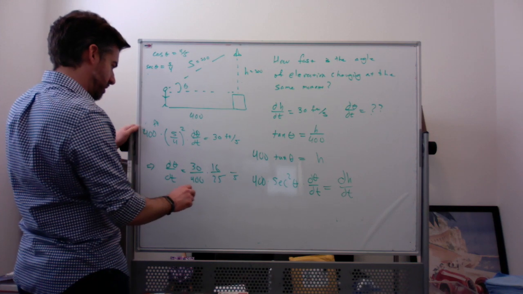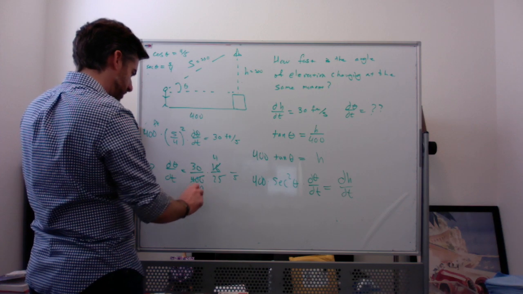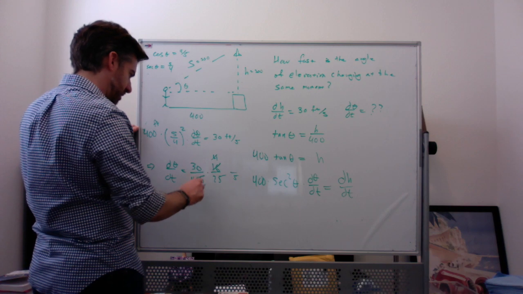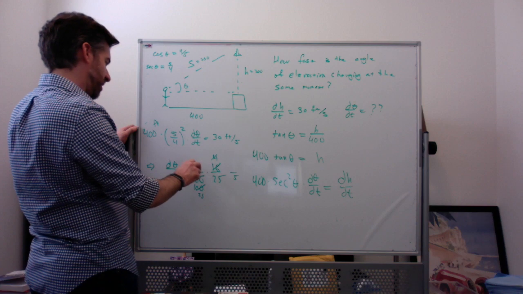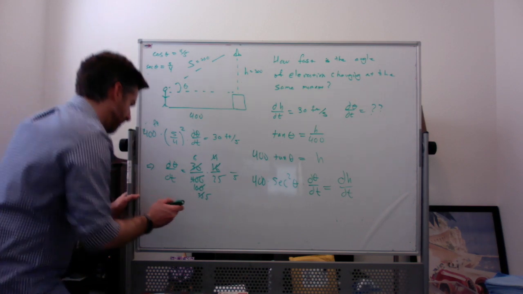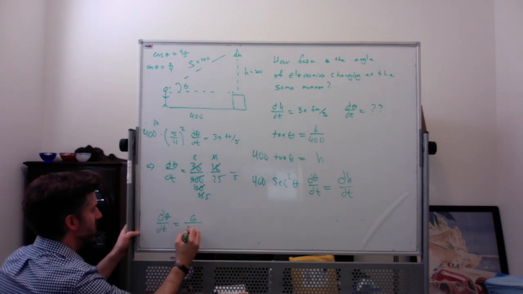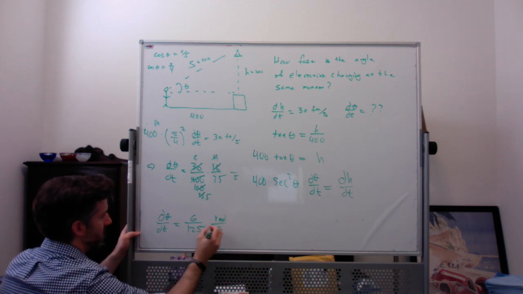So let's cancel some stuff. 16 has a factor of 4, and then 100 also has a factor of 4, so that's 25, that cancels. So I've got 30 over 25 squared, I can cancel another 5, so that's going to be 6 over 5, so 6 over 125. So d theta/dt is 6 over 125 radians per second.